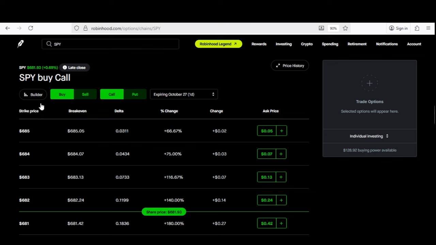Now, all the information down here in its entirety is what's known as the option chain. And what the option chain does is that it gives us enough information in order for us to make an informed decision.